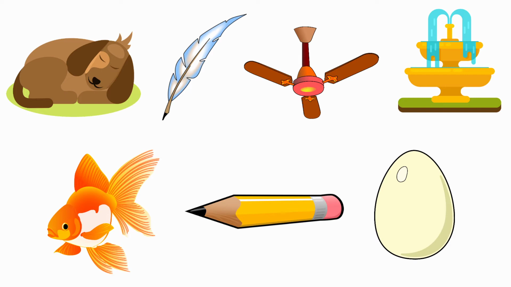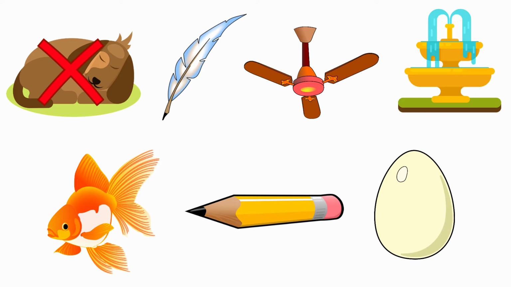Look at the first one, it is a dog. Dog. The beginning sound of the picture dog is D. And the sound of the letter F is if. Both are different sounds. So, we are going to put a cross for the picture dog.